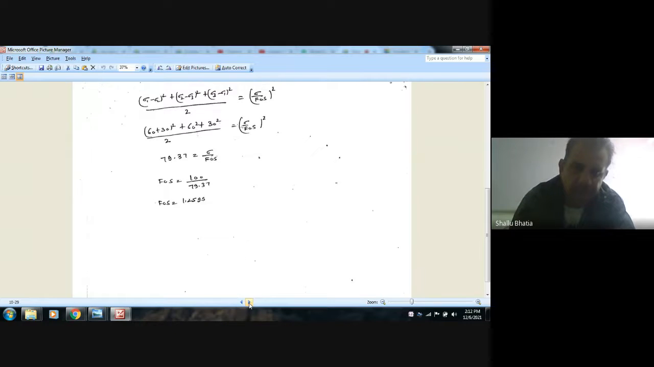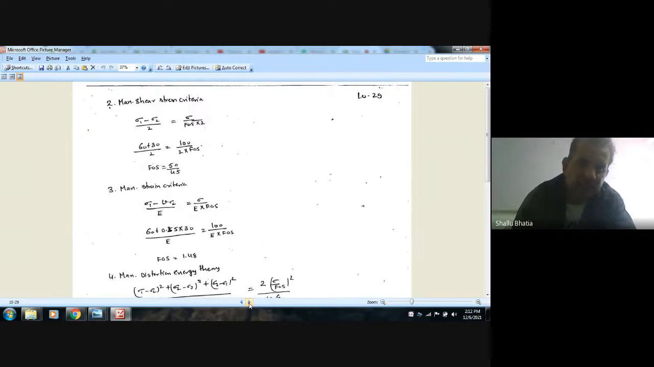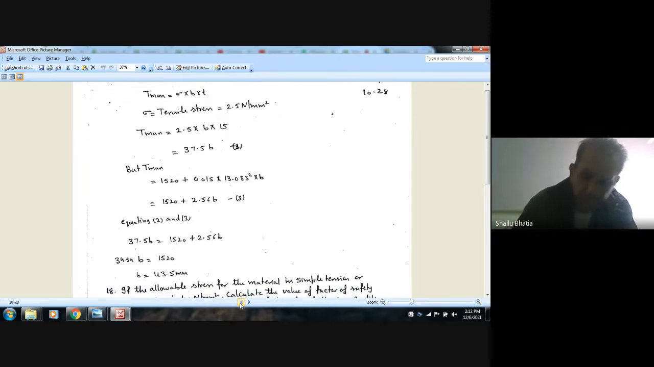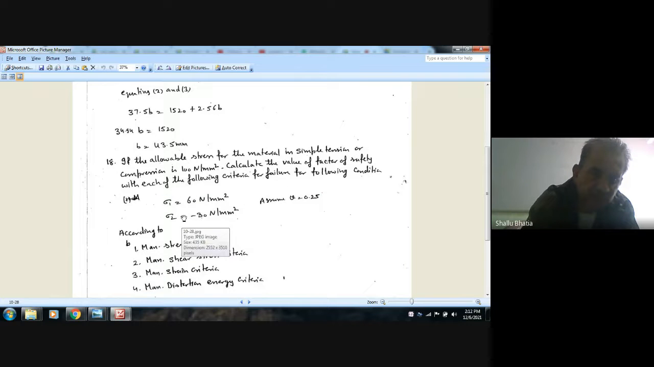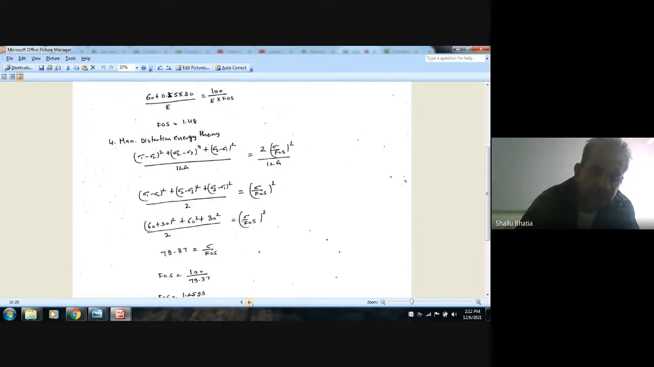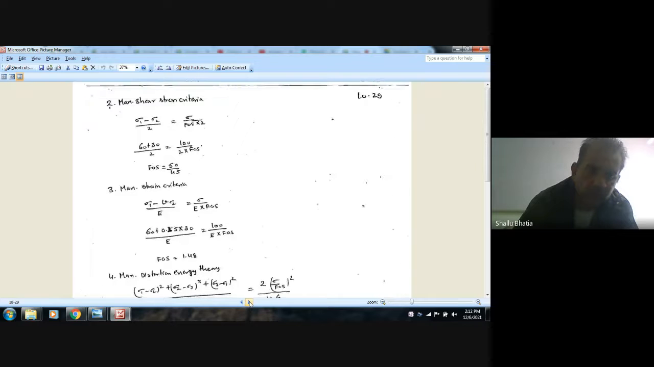Next, in the second case, that is maximum shear stress criteria. When the allowable stress is 100, then the maximum shear stress is 100 by 2. If you divide it by factor of safety, then it is the working stress. Then the working shear stress according to Tresca criteria or maximum shear stress theory is (sigma 1 minus sigma 2)/2, that is (60 plus 30)/2, or 45. So factor of safety is 50 by 45.